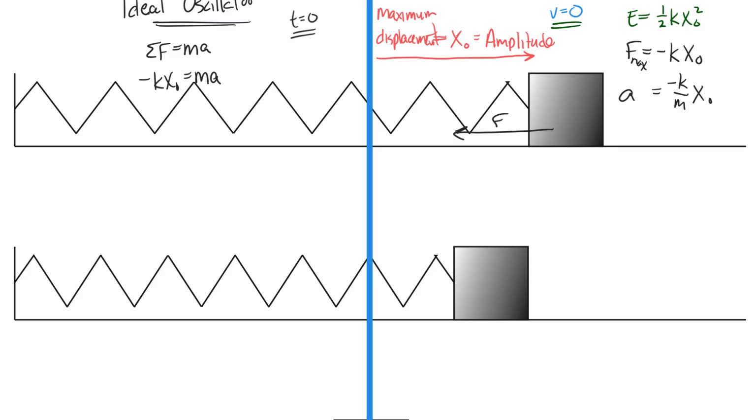Now, if you look carefully, m is going to stay the same as this thing oscillates, right? And k is going to stay the same as this thing oscillates. But x naught is at its maximum right now. So since x naught's at its maximum, the acceleration must also be at its maximum. Right? Because this is the maximum displacement. This is when we have the maximum acceleration.